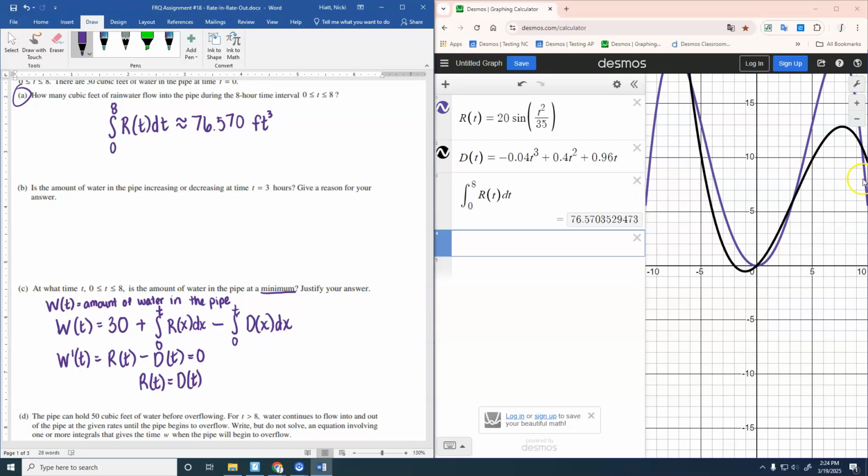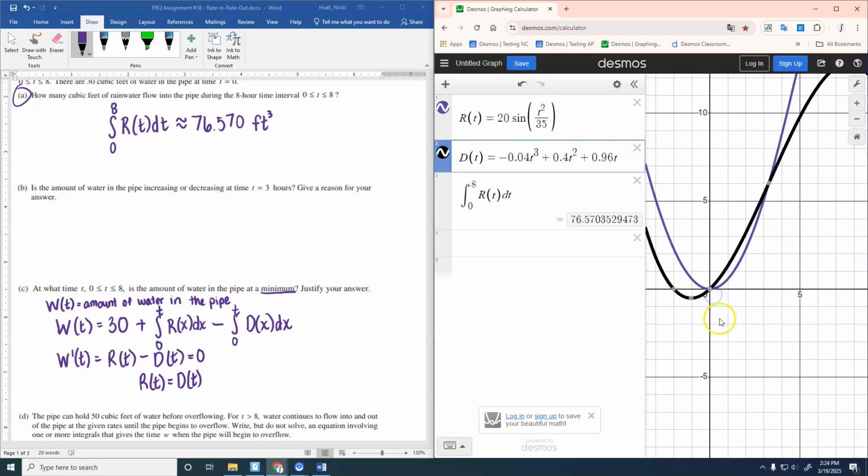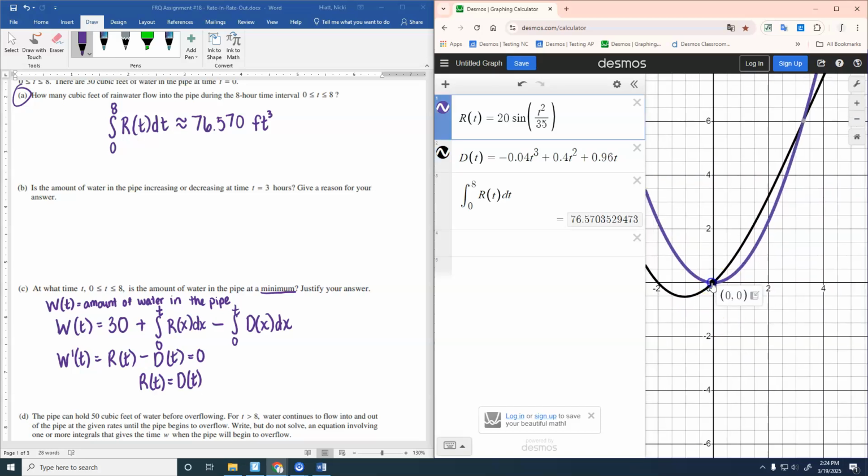Yep, and I've got them graphed right here where I already did this. I'm only looking from 0 to 8, so I don't care about things that happen over here at 9.46. So these two cross, let's make sure that, at 0. So I got t equals 0, and I also have t equals 3.27166.